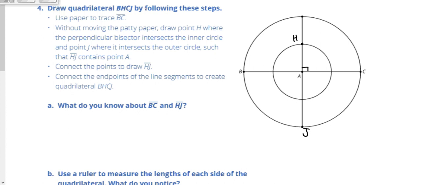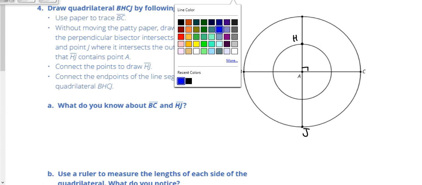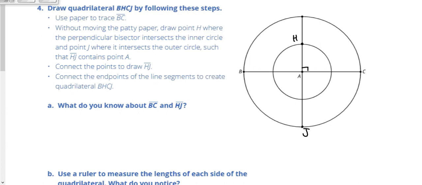And again, they're going to ask us to connect the endpoints. So let's connect the endpoints: B to H, H to C, C to J, and J to B.